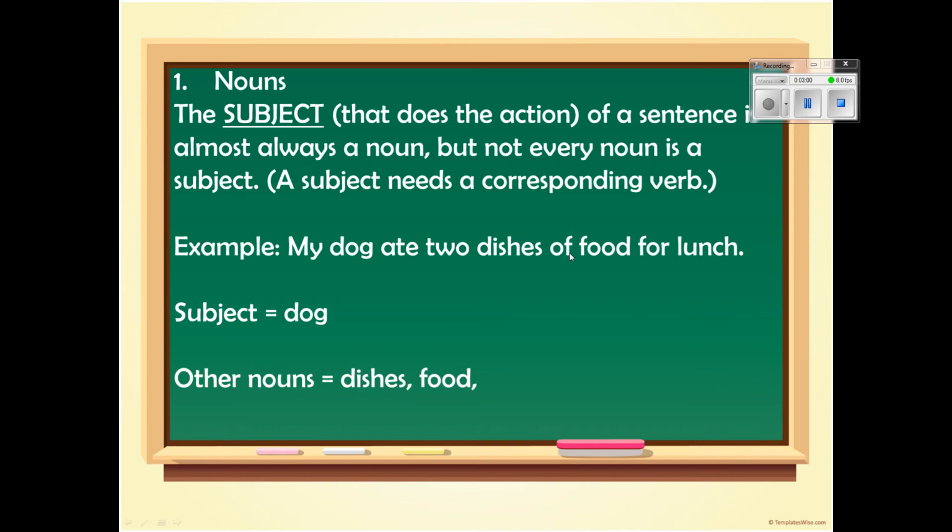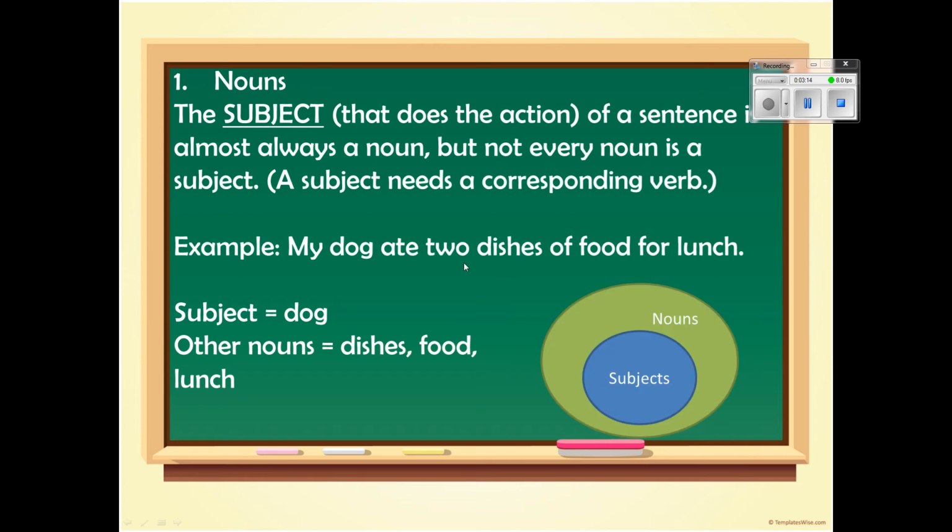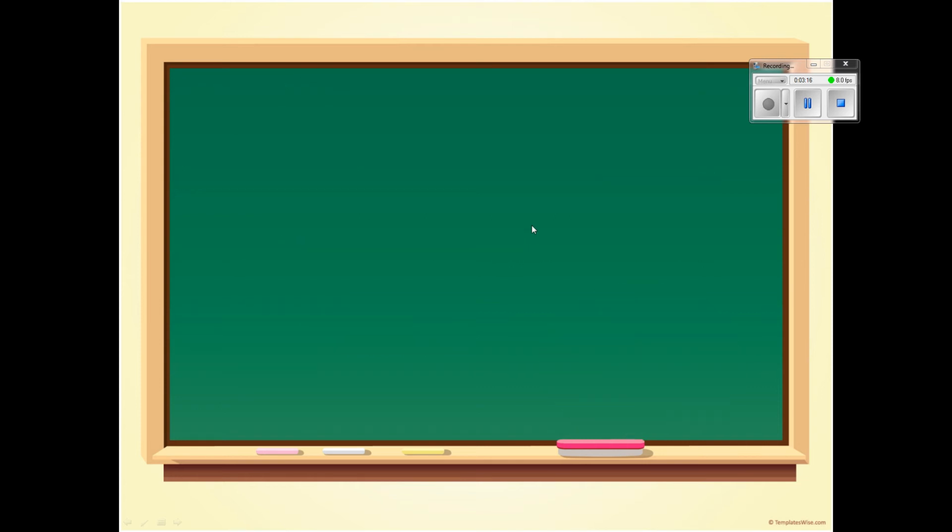In these example sentences, it just points out that dog is a noun, dog's a thing, and in this sentence, it's doing the action. My dog ate. Who ate? The dang dog. My dog eats litter box, so that's disgusting. And then he tries to kiss us. Because he's a sick dog.